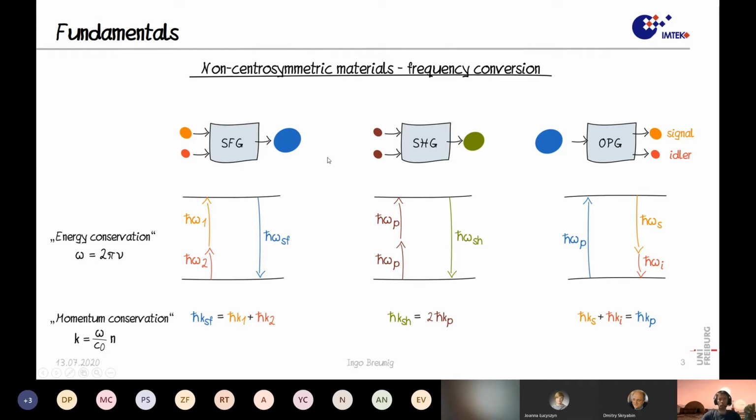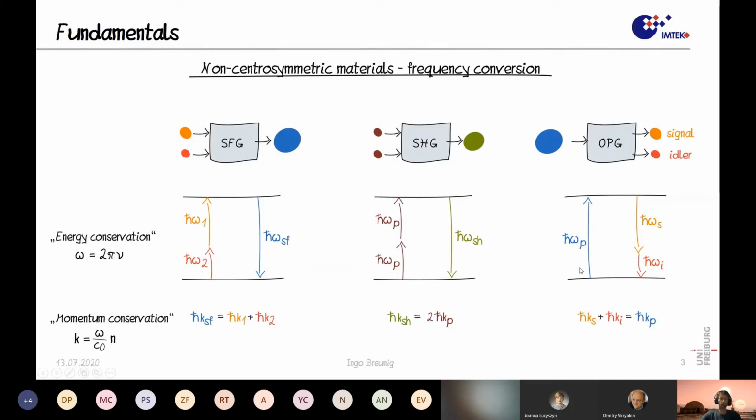And the degenerate point, or the degenerate process, of sum frequency generation is second harmonic generation. Here the frequency of the two input photons is the same, right? And if you accept that you can combine two photons to a single, larger one, then you might also accept that you can input a large photon with a large frequency into the crystal, and then you basically split it. This process is called optical parametric generation.